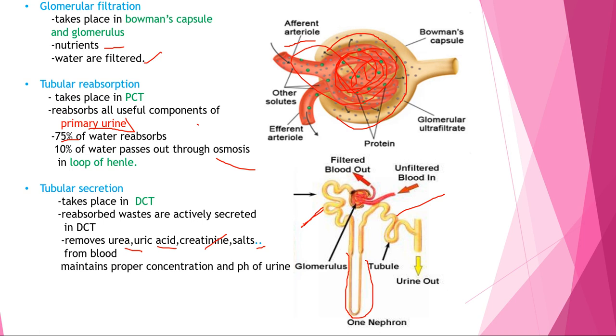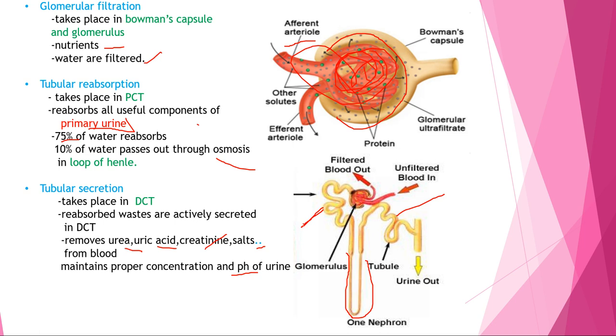Okay, by removing these salts, which are called waste, present in the filtrate, the waste will be removed, and by removing this waste it maintains the proper concentration and pH of urine. So what is meant by pH? pH is nothing but a measure of acidity or alkalinity of a solution. Okay, so this is the process that takes place in the distal convoluted tubule.